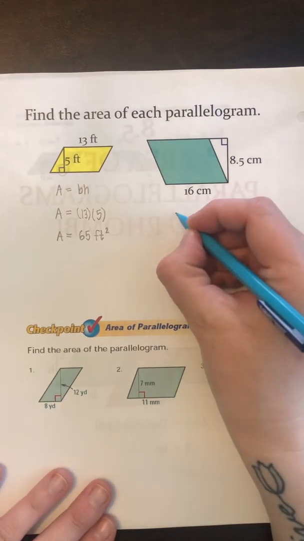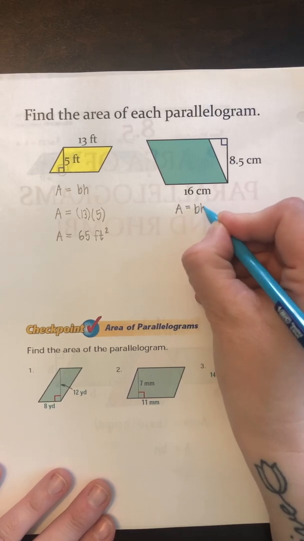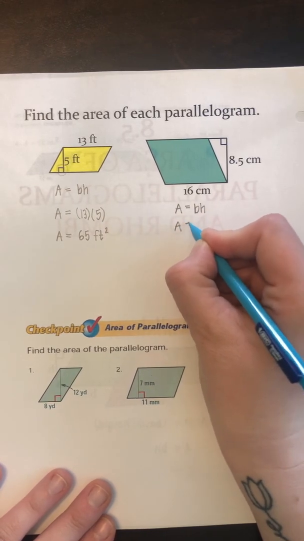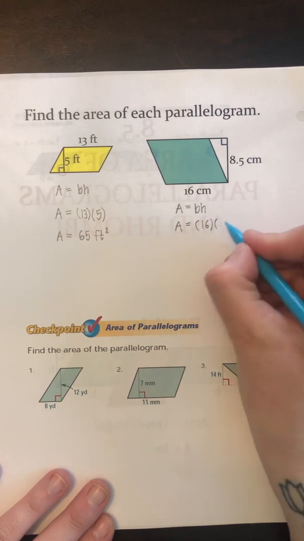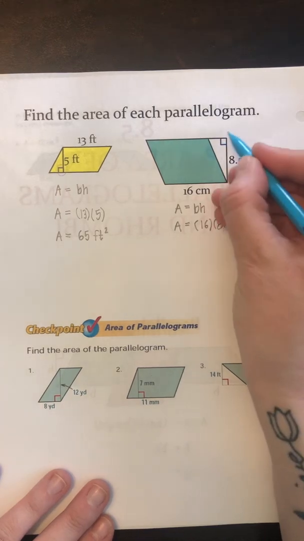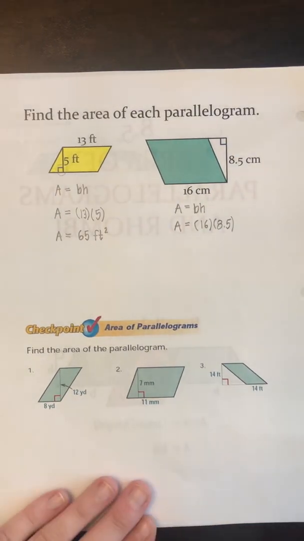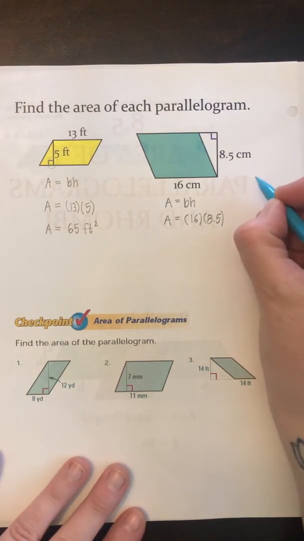All right, same thing for this next turquoise shape. Area equals base times height. So our base is 16 centimeters. Our height is 8.5 centimeters. Again, we see that right angle right there, so that's important. That lets us know that we are using the right values.